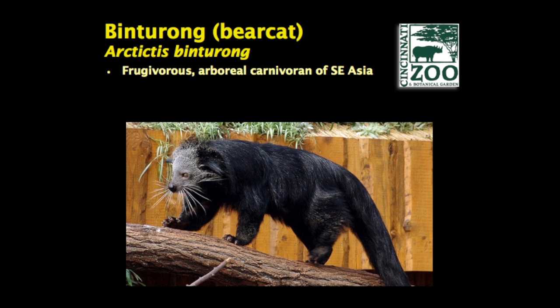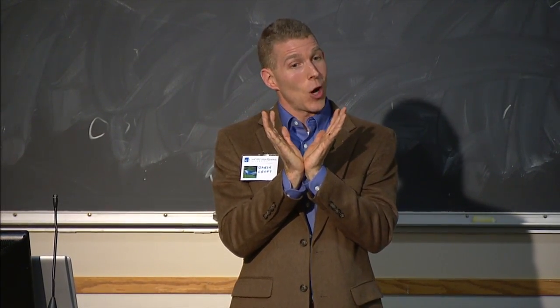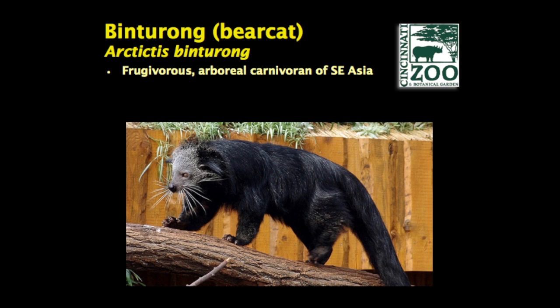This is a frugivorous arboreal carnivoran of Southeast Asia. Now, that might seem like an oxymoron, but I said carnivoran and not carnivore. Carnivorans are members of the order Carnivora. And carnivorans have undergone their own interesting radiation, and not all of them eat meat. Some of them eat fruit. And this is a great example of one that lives in the forests of Southeast Asia that eats fruit.